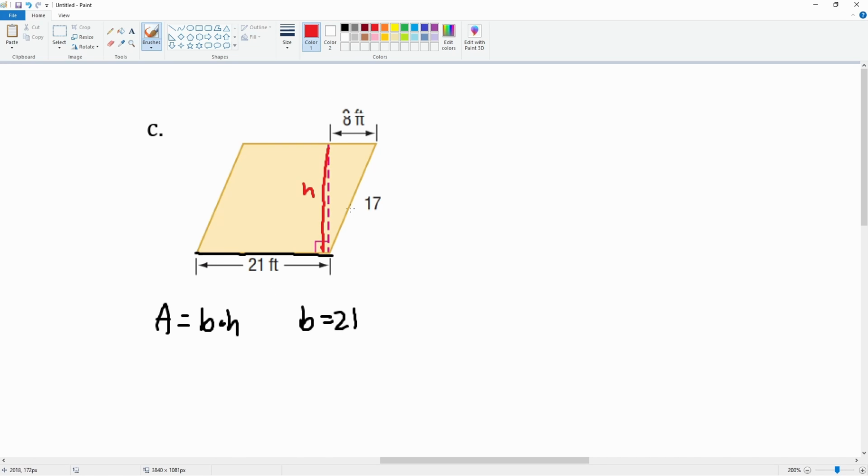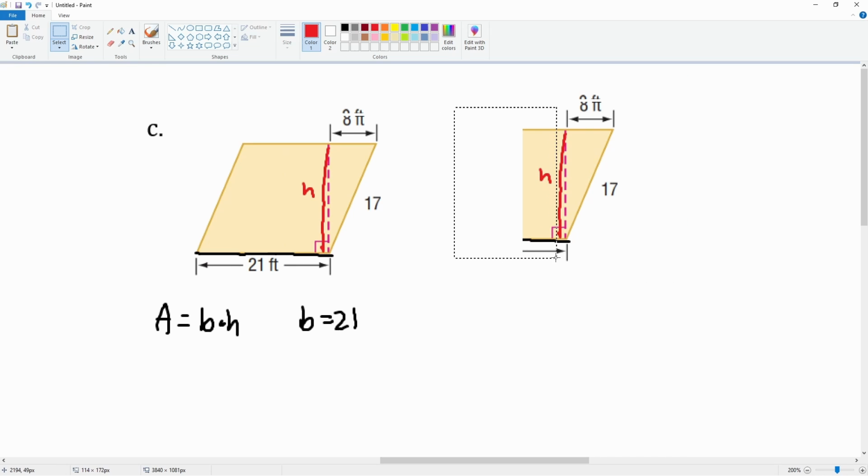Okay, so let's see if we can break this up into a right triangle. There we go. And we need this height piece. Yes, you have two sides, so you can use Pythagorean theorem. I have no angles, so I am forced to use Pythagorean theorem. So this is A, this is B, and this is your C.